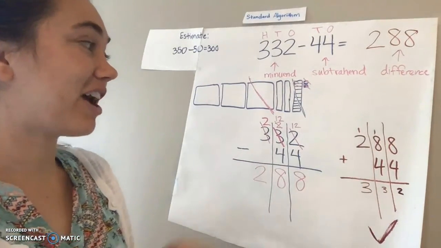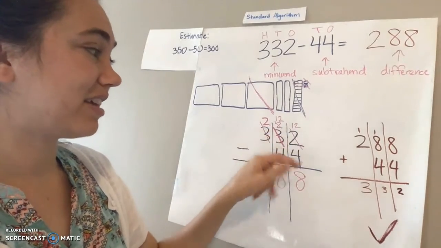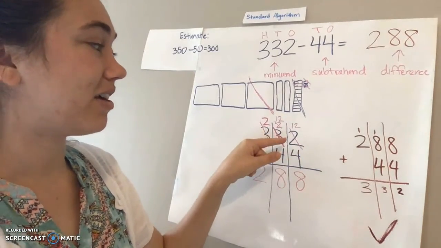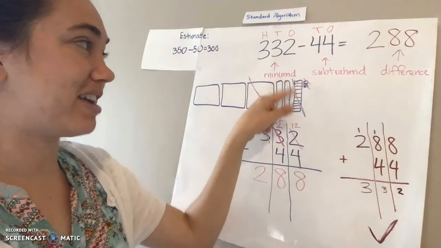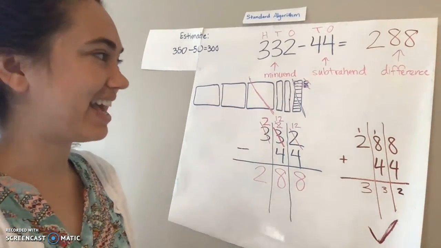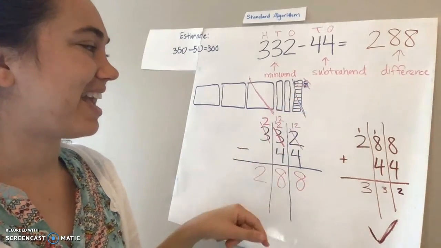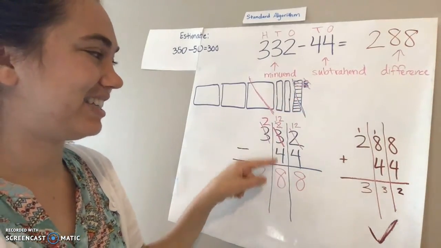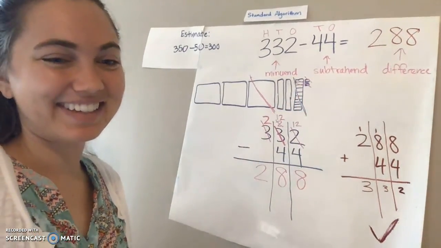Okay, so great job going next door and regrouping when we didn't have enough. We had to cross out a 10 and 100 and break them down, but we ended up getting enough 1s and enough 10s to be able to take away. Great job.